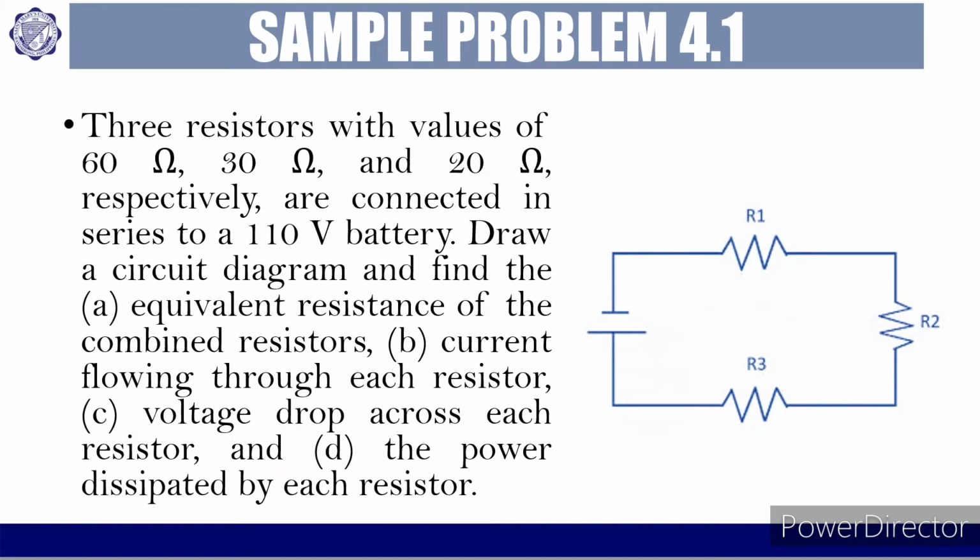Okay? Now, let us try a sample problem on the said topic. The problem reads: three resistors with values of 60 ohms, 30 ohms, and 20 ohms respectively are connected in series with a 110 volts battery. Draw a circuit diagram and find A, the equivalent resistance of the combined resistors, B, the current flowing through each resistor, C, the voltage drop across each resistor, and D, the power dissipated by each resistor.